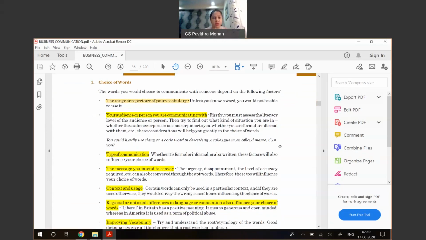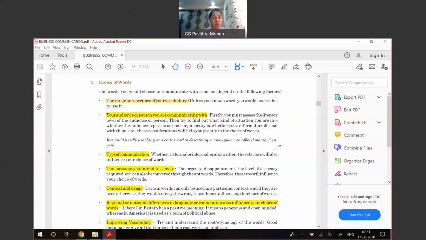Why does choice of words play an important role? I told you, once you qualify, you will be expected to draft letters to the directors, and to heads of organizations, requesting or giving certain information, or about reports being scrutinized. You have to give certain information to them. For that, you require writing skills.